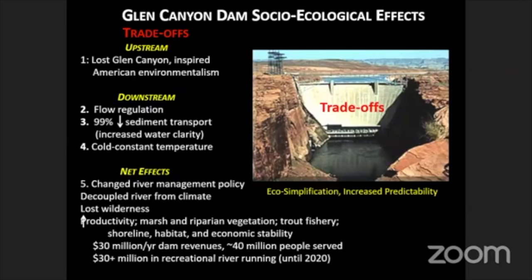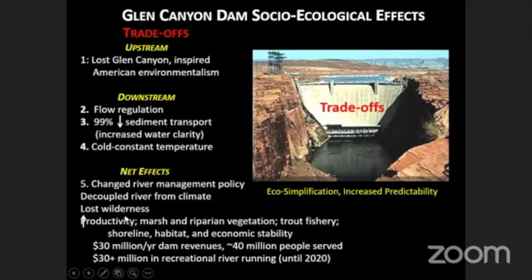Looking at what these trade-offs are, there are upstream trade-offs and downstream trade-offs. The upstream trade-offs are we lost Glen Canyon, which would have been a national park in its own right, 180 miles of absolutely fantastic sandstone landscape that we lost. But oddly, the loss of Glen Canyon initiated and inspired environmentalism in the United States. This was really the birth of public environmentalism in the United States. So that's a trade-off that's pretty interesting to try to consider sociologically.